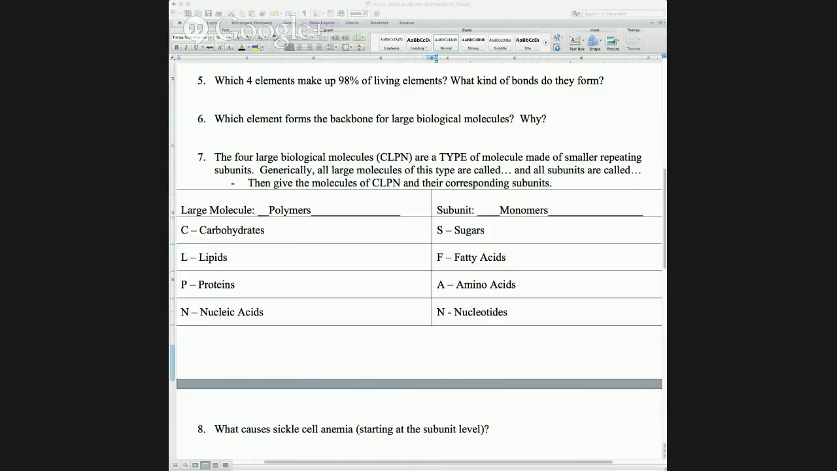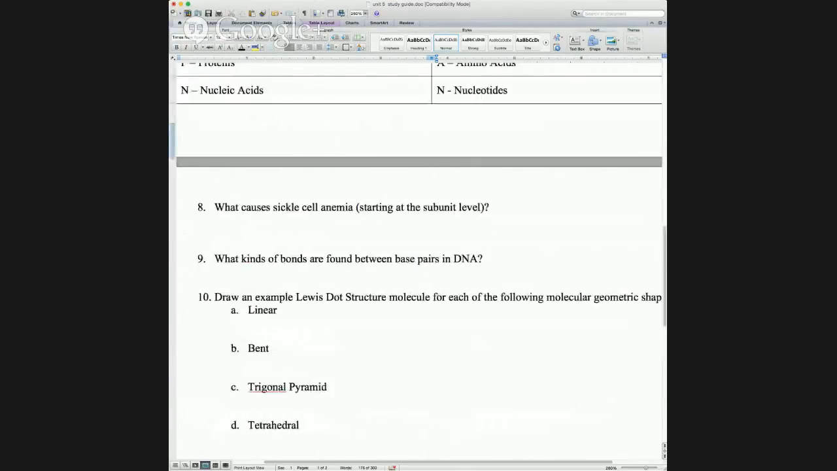Then the next question for serine, what causes sickle cell anemia starting at the serine level? Okay. So serine, maybe I forgot to tell your class, you don't have to do 8 and 9. So 8 and 9, what causes sickle cell anemia and what kinds of bonds are found between base pairs. Sickle cell anemia is the blood cells end up sickle shaped, like crescent moon shaped, and they don't hold oxygen very well. And it's basically a mutation at the subunit level, at the DNA or amino acid level. Anyways, to make a long story short, you don't have to worry about it.